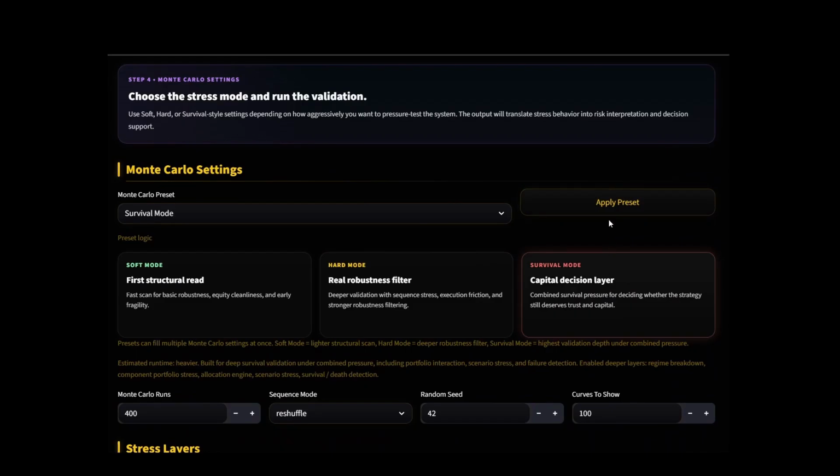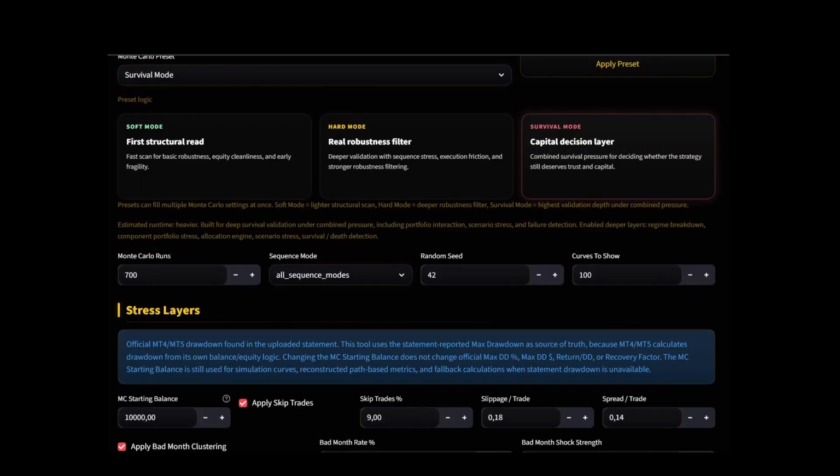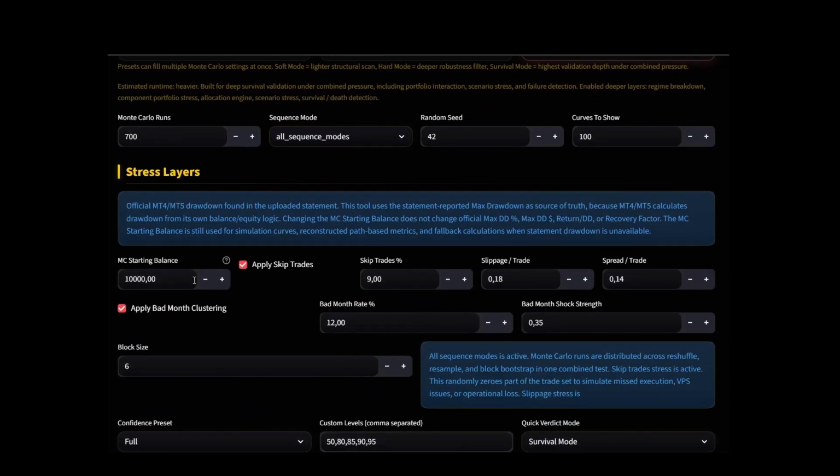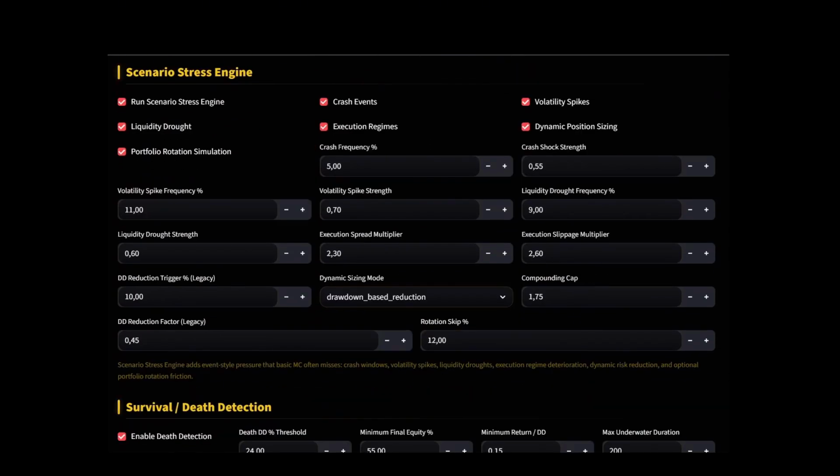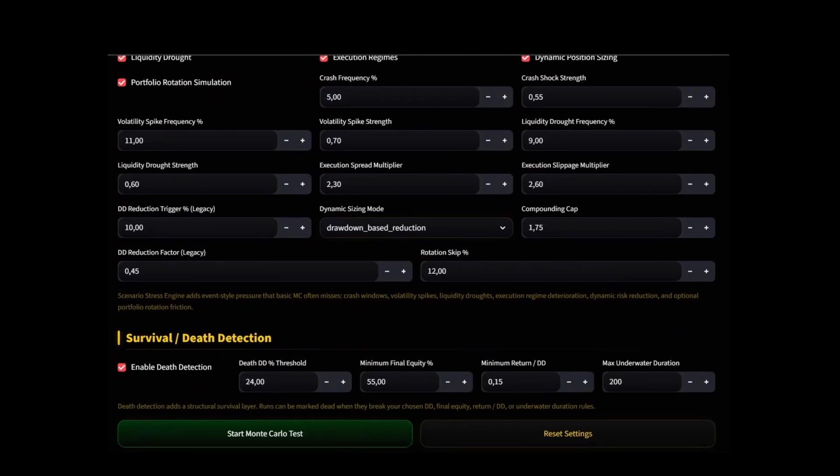Here I apply the preset, and you can see that the settings become much stricter. The run count is set, the sequence mode is selected, and the stress layers are active. This means the simulation is not only reshuffling trades, it is also testing skipped trades, execution pressure, bad month clustering, and deeper institutional layers. Now I start the Monte Carlo test.